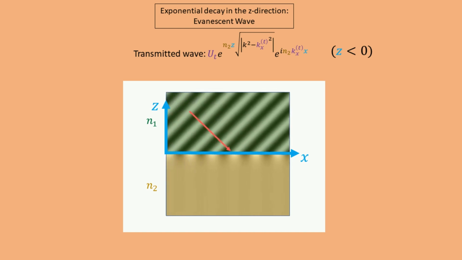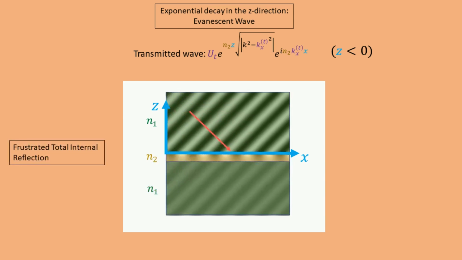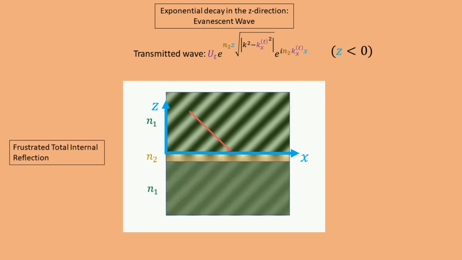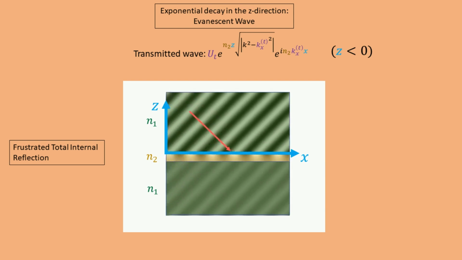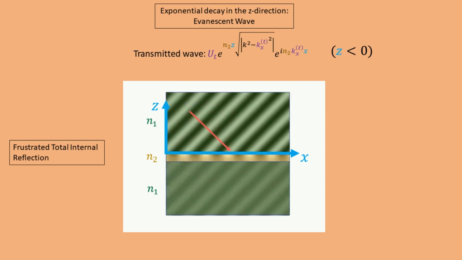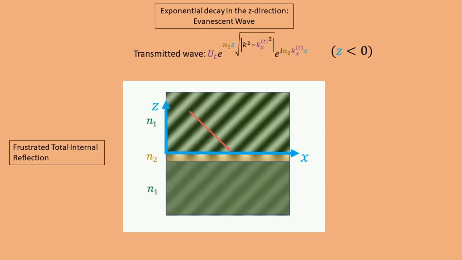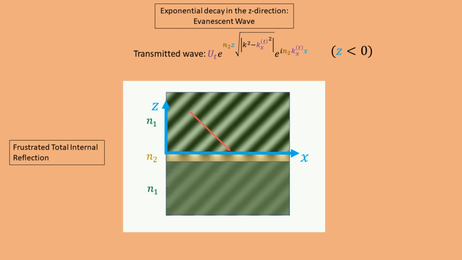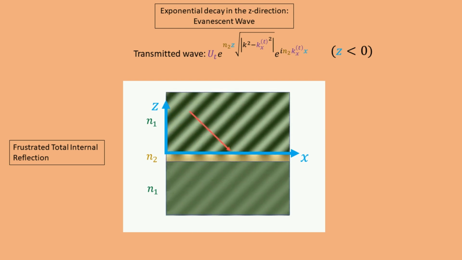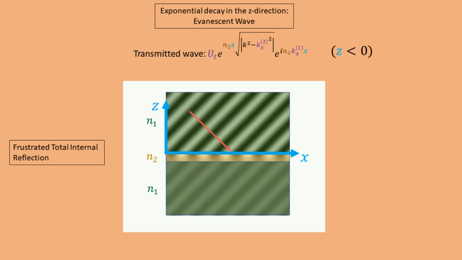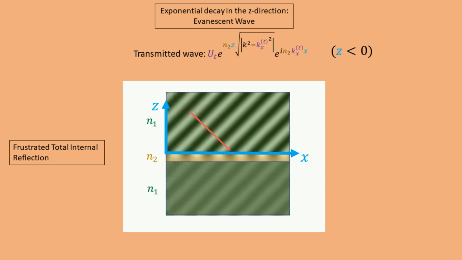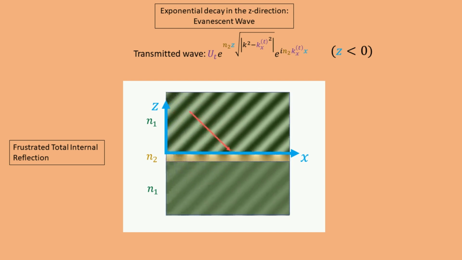One way to demonstrate this is by putting a second medium of refractive index n1 some small distance behind the interface. When the evanescent wave hits the second interface, it gets converted back into a propagating wave, so even though the incident wave hits the first interface at an angle larger than the critical angle, it still gets transmitted. This phenomenon is called frustrated total internal reflection, which is very similar to quantum tunneling.